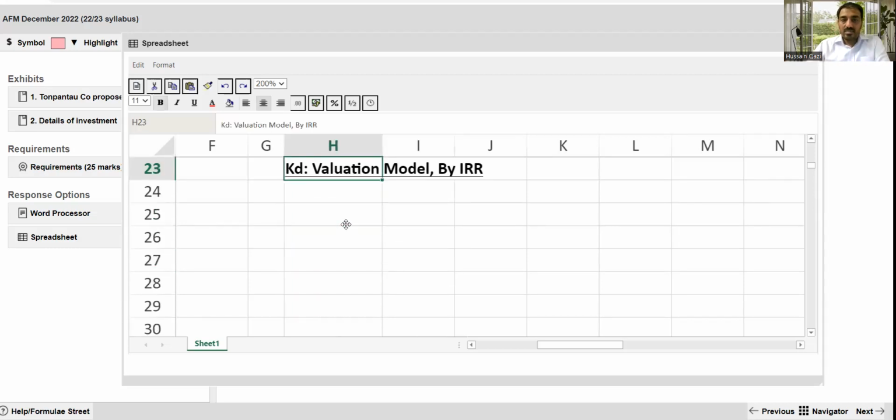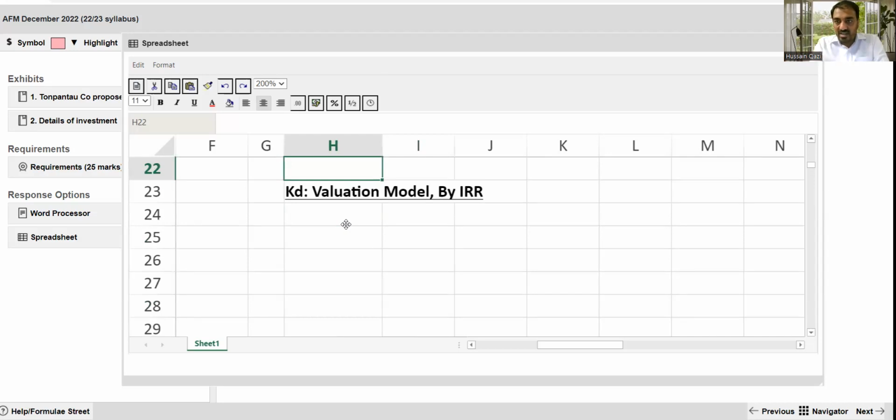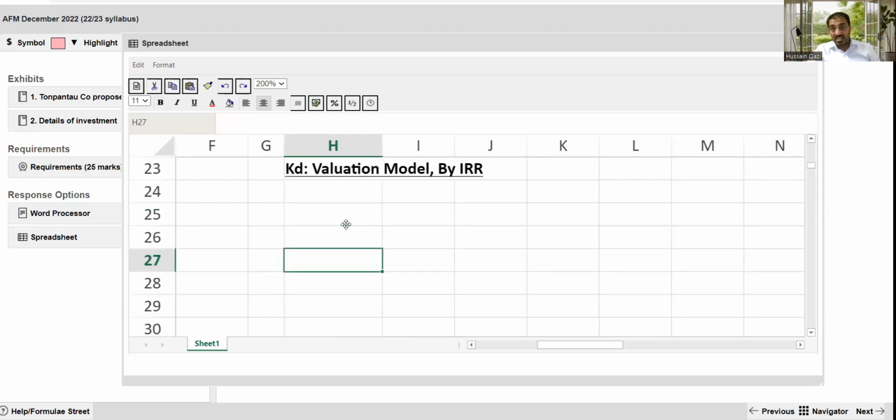Now, can we use the IRR shortcut method here? Yes, we can use the IRR shortcut method here. That's very much important. One by one. So what do we require for the debts?